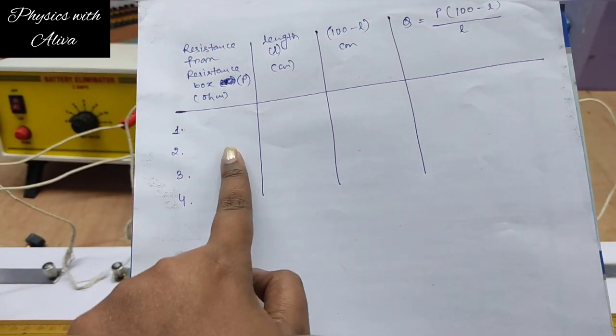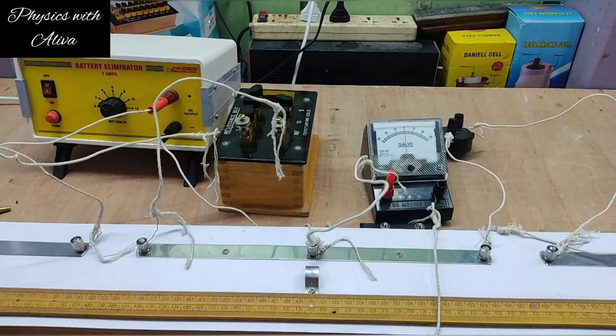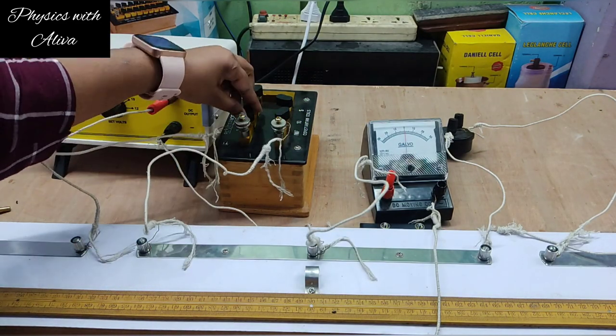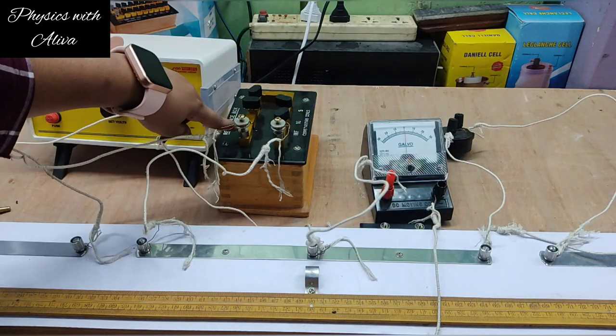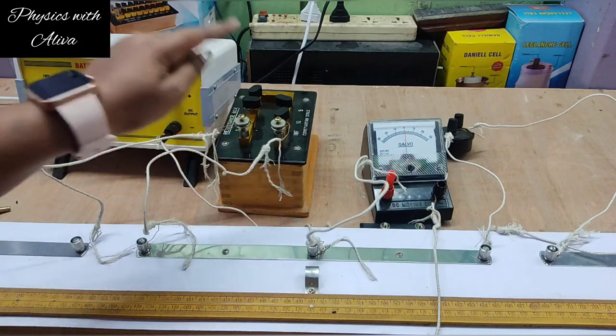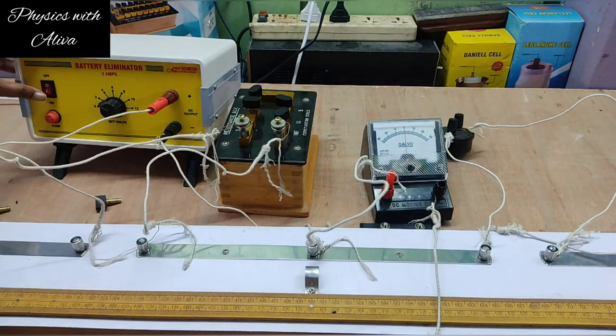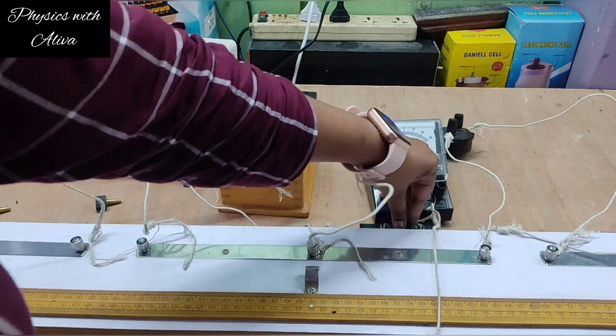At first, we will take resistance 6 ohm from this resistance box. Now to take the reading, we have taken the resistance 6 from the resistance box. This is 5 and this one is 1. So the resistance P is equal to 6. Now the power supply is on and I am connecting the key to take the reading.